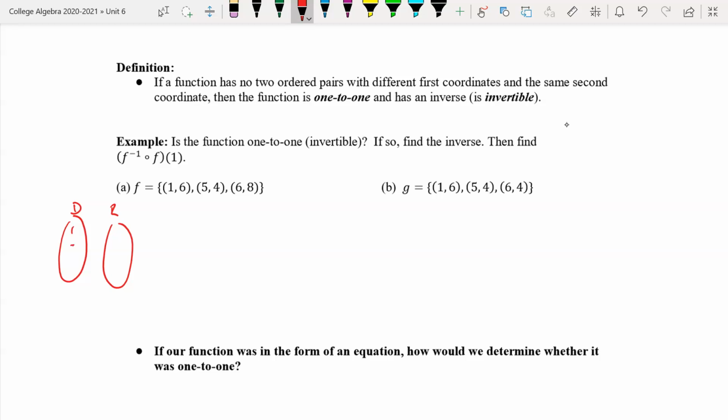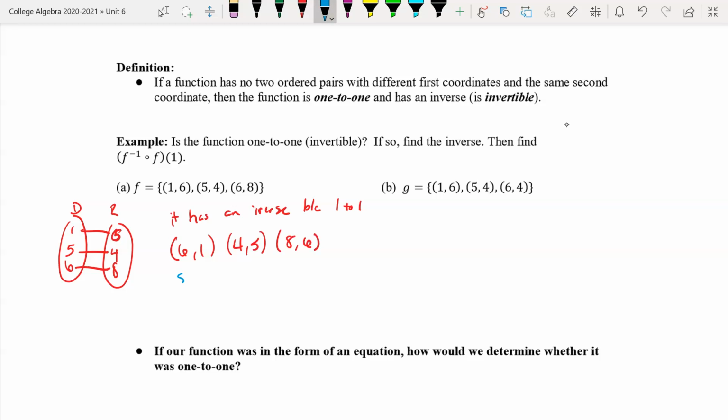So my domain is 1, 5, and 6. My range is 6, 4, and 8. Well, 1 goes to 6, 5 goes to 4, 6 goes to 8. So we call that one-to-one, so it has an inverse because it's one-to-one. Now the inverse, if you think about coordinates, would be (6, 1), (4, 5), (8, 6). So I switch the x and y coordinates to find the inverse. That's going to show up on the homework as well.